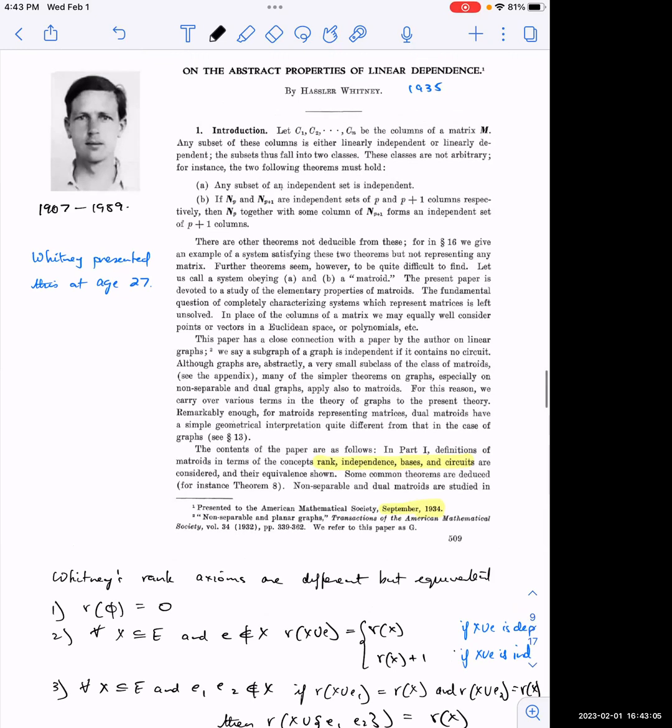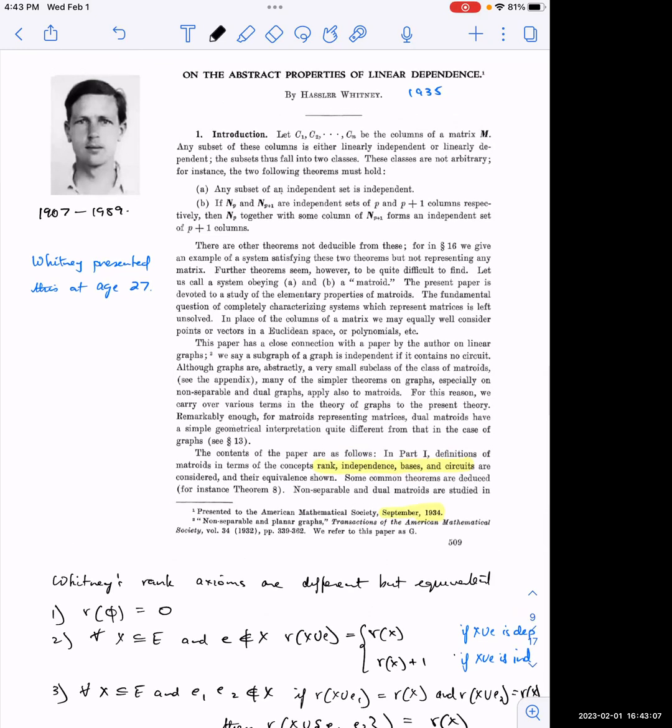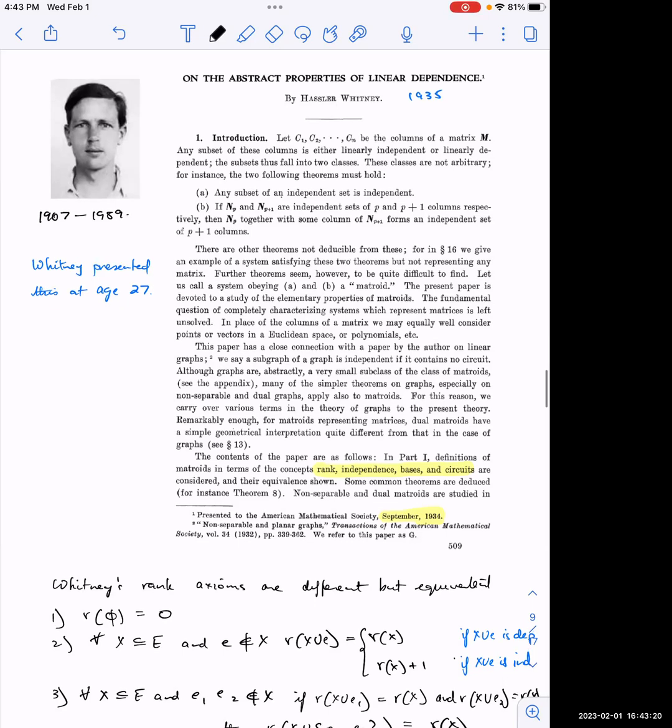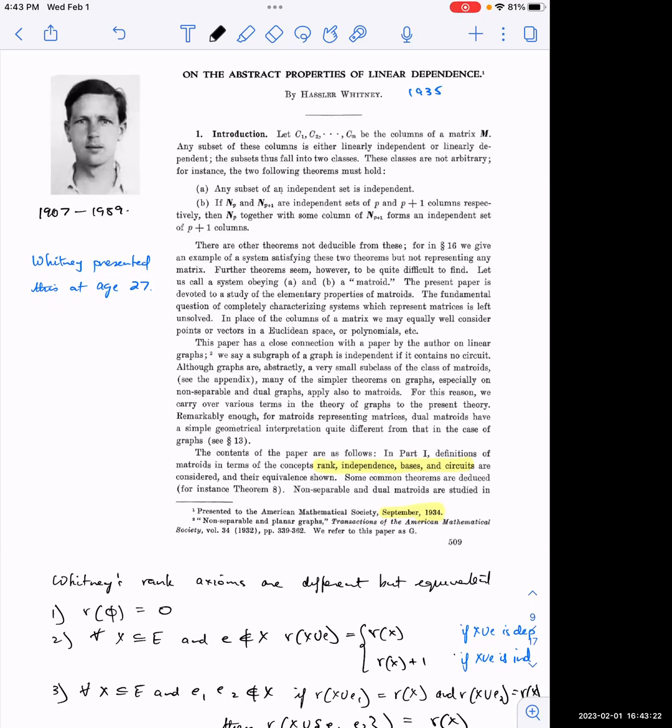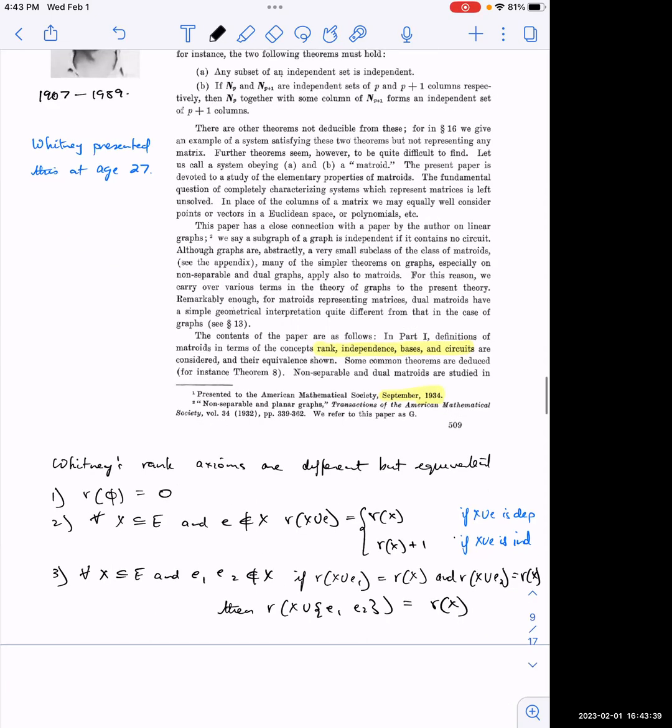So this is Hassler Whitney, and he was actually at Princeton when he did this stuff, and it would be fair to say matroids originated in New Jersey. He did this when he was very young. And this is the paper, the 1935 paper on the abstract properties of linear independence. And he introduced the first thing over there, those are the rank axioms, I think. And his rank axioms are slightly different.